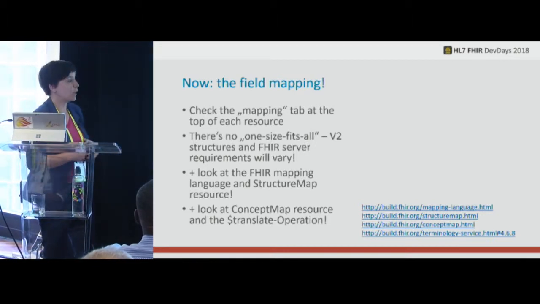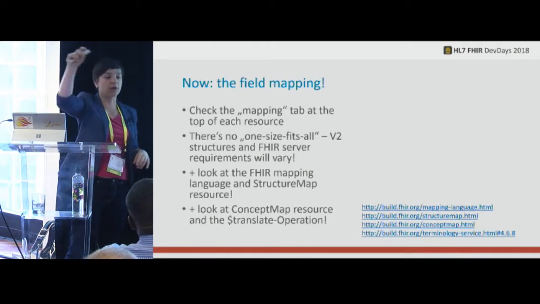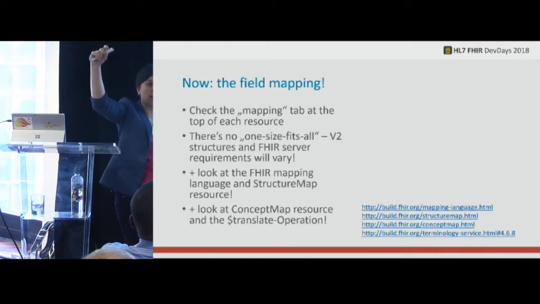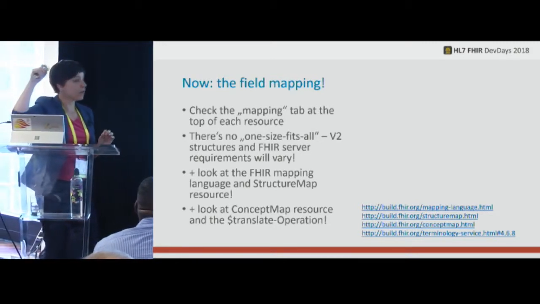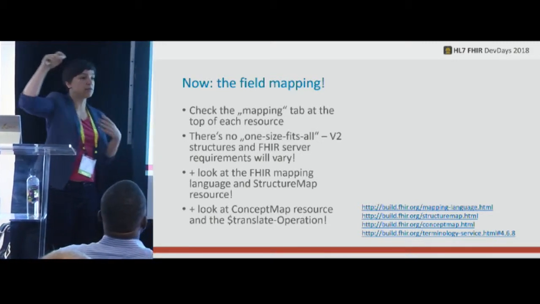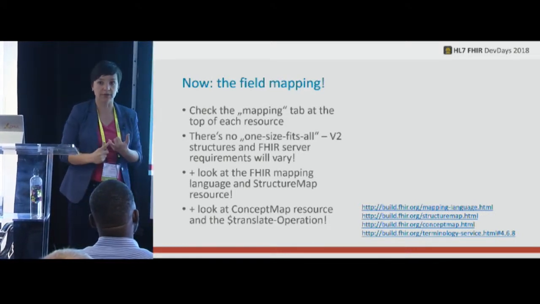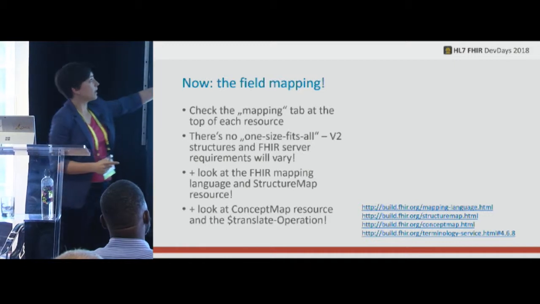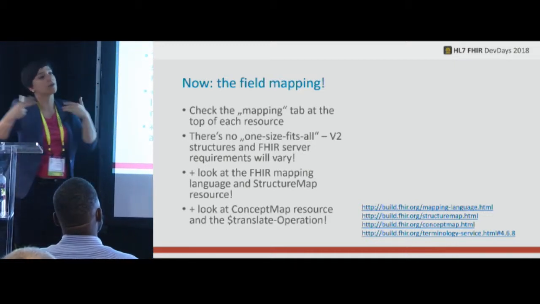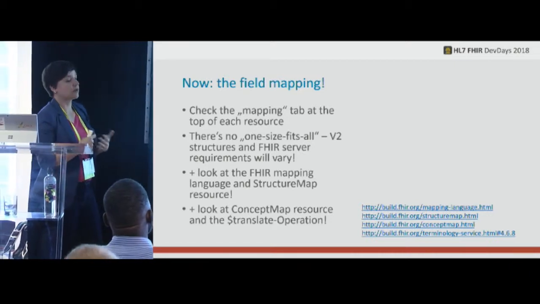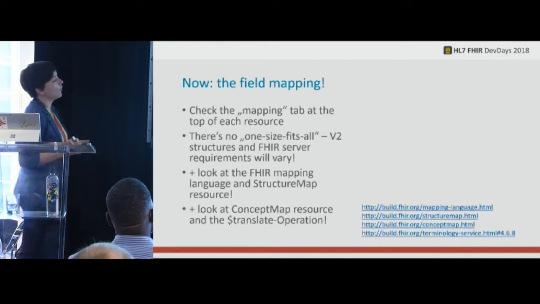The first thing is that whenever you look at the specification of a FHIR resource, at the very top you will find a tab that says mapping, where you can find mappings to other standards. And most commonly you will find a mapping to CDA structures, to the reference information model, and to version 2 messages. However, this mapping is only informational. It's not computable. So it's just something that you can use as a guideline, but it's not something that will automatically create the mapping for you.